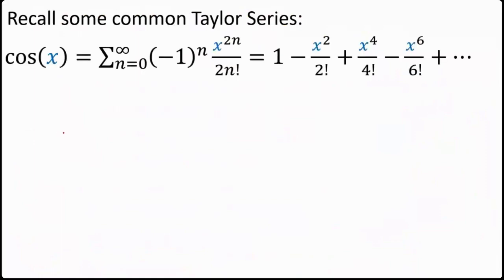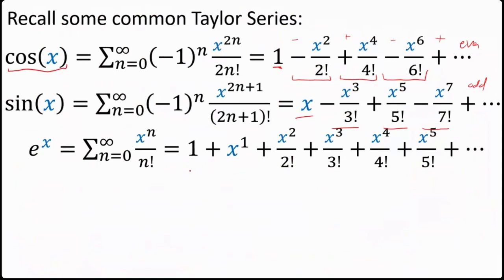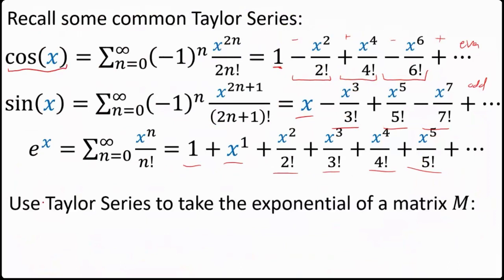So just to refresh your brain, this is first or second year calculus, Taylor series. Cosine is 1 minus x squared over 2 factorial plus x to the 4 over 4 factorial minus, and so on, so the minuses and pluses keep switching. Cosine has the even terms. Sine has the odd terms: x minus x cubed plus x to the 5th minus x to the 7th, and so on. And the exponential is just the sum of all the terms. These are going to come up later.